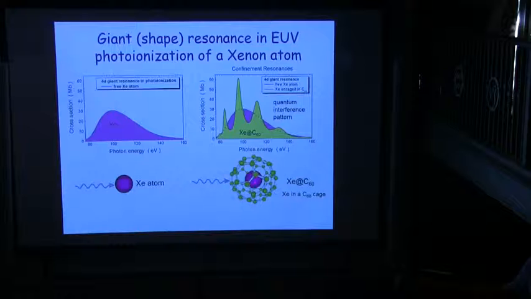Well, they're able to put that xenon atom inside a C60 fullerene molecule. And here again, this is just a schematic of what one might expect: that this large shape resonance signal might indicate some oscillatory structure.